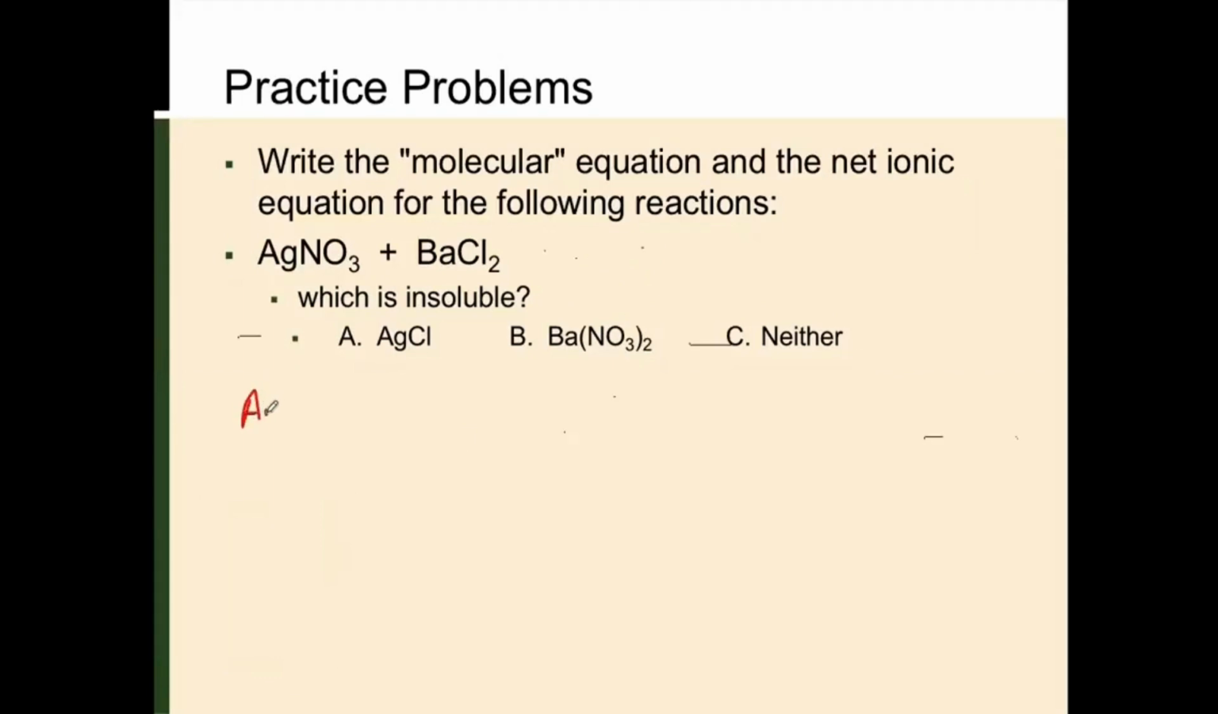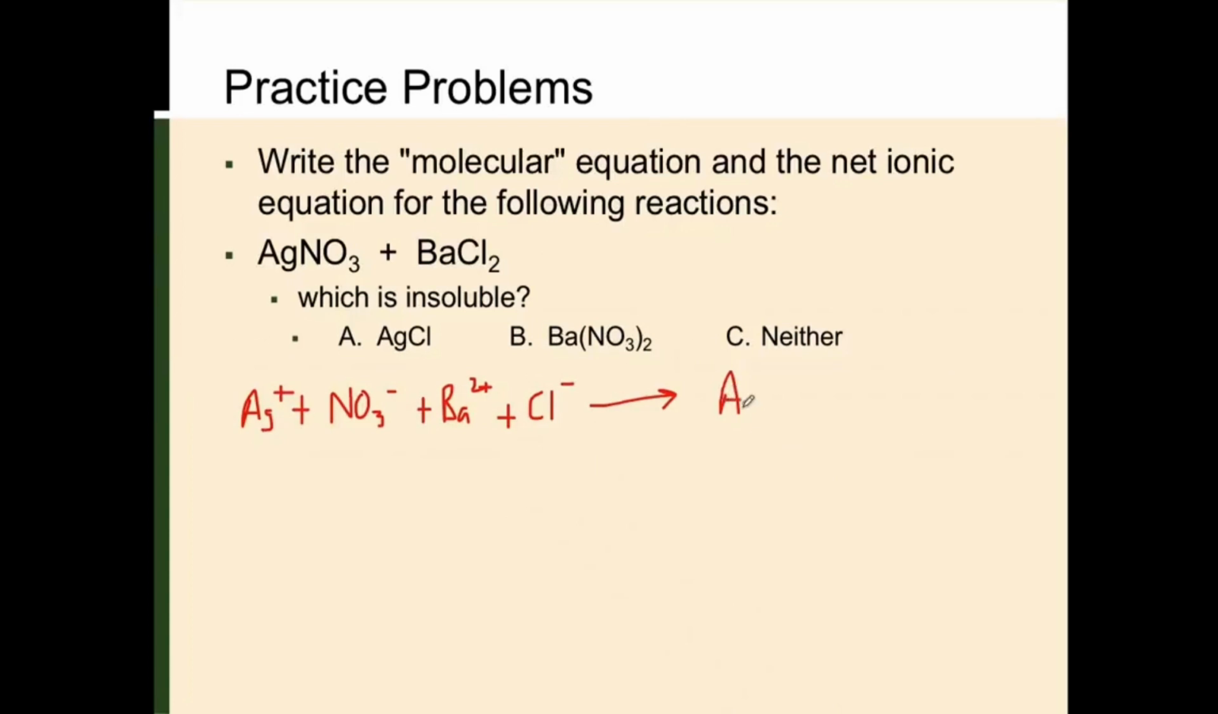Ag plus, nitrate NO3 minus, plus barium 2 plus. These are all aqueous. I just didn't write the aq because it would be a little bit time consuming for our session today. So we have silver plus nitrate, product of silver chloride.